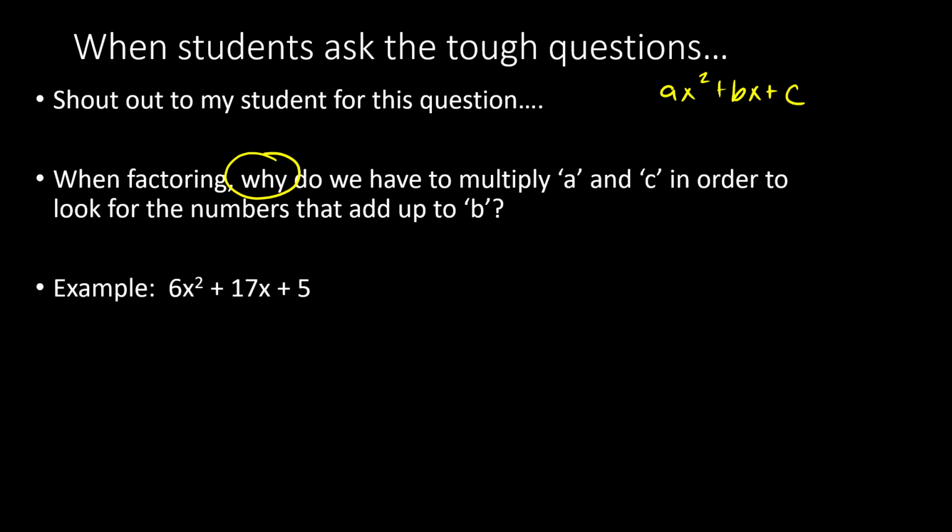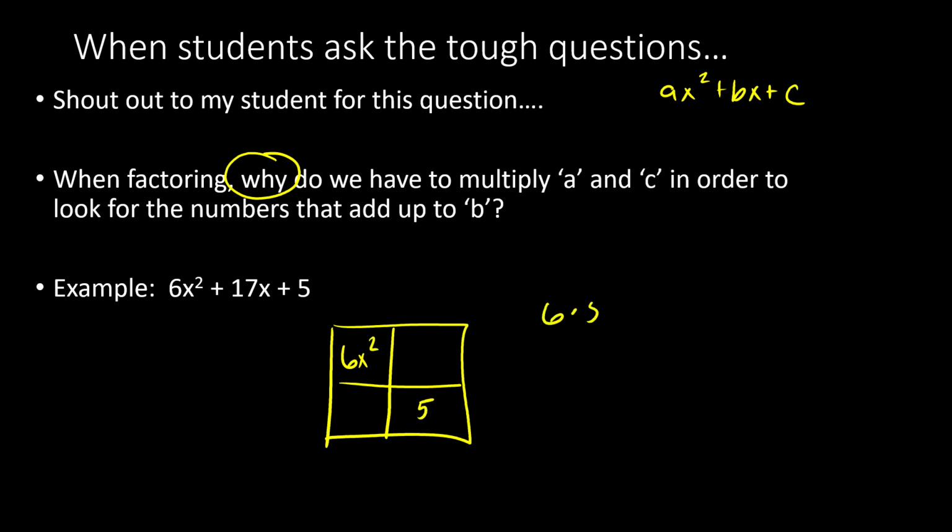So we've got the example 6x squared plus 17x plus 5. We're going to come back to this example. But if you've done this on the area model, you've got the 6x squared and you've got the 5. And then the next step that we would take is we would do 6 times 5 to give us 30, and then use the 30 to break it down and find the numbers that would go into these two positions. And of course, the student's question is, why?